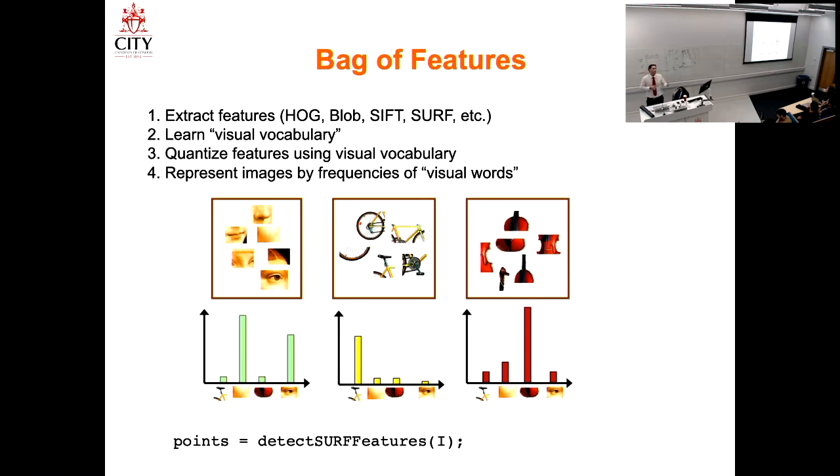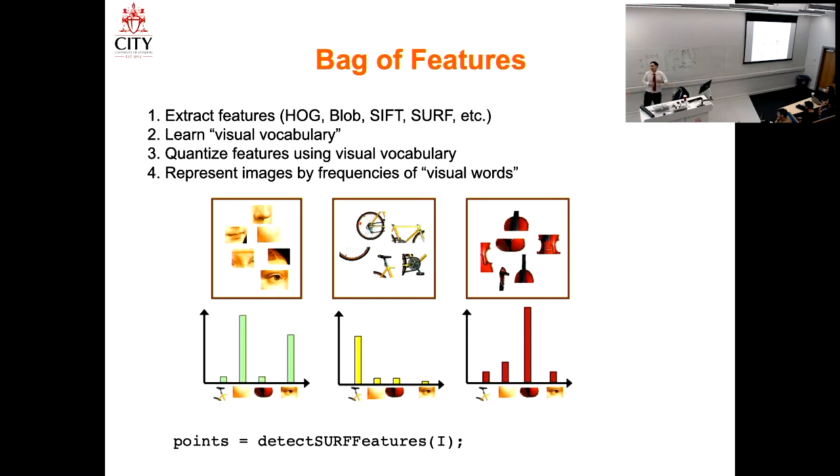SURF is speeded up robust features. Because SIFT is copyrighted, the last time I checked MATLAB didn't have a direct implementation, but SURF is also supposedly faster because it uses integral images as well. But anyway, the idea here is you extract some features from your images, right?